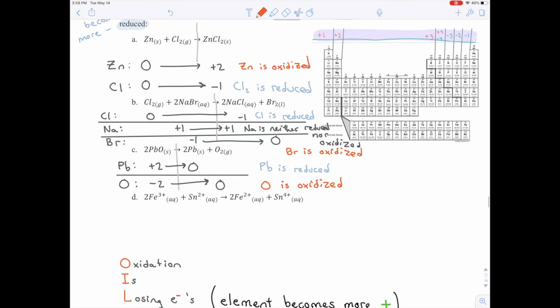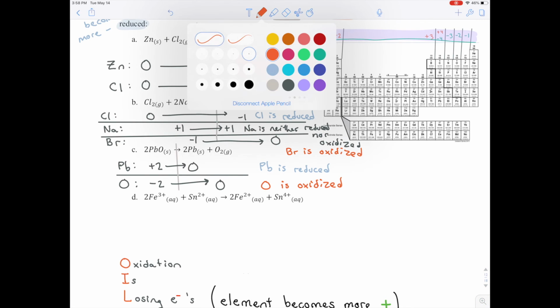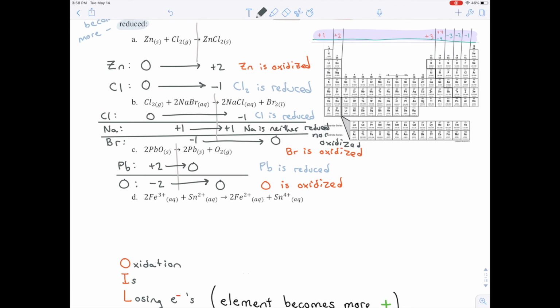Now D is more straightforward. It's really nice because they write the charges for you on each of these elements, so you don't have to go figuring them out. We have iron and we have tin. The symbol for tin is Sn. It comes from the Latin word stannum. It was one of those elements that the Romans knew about.